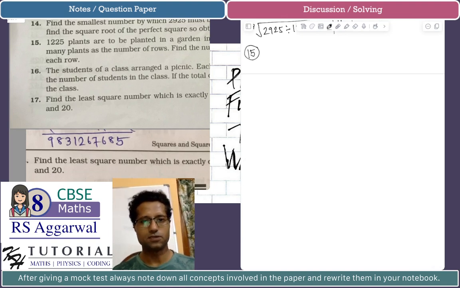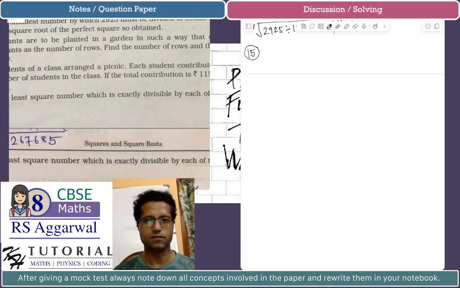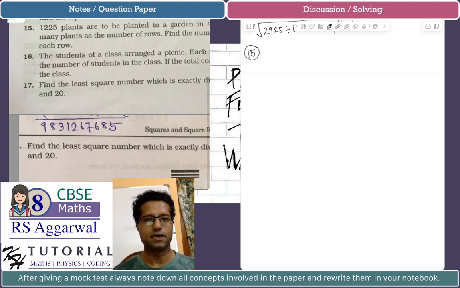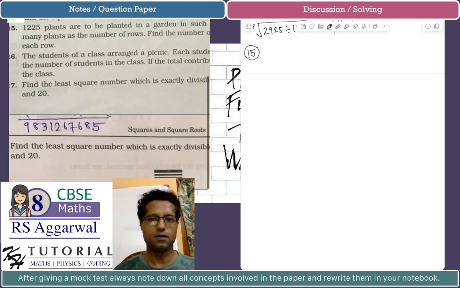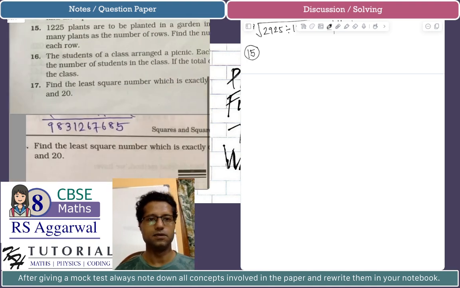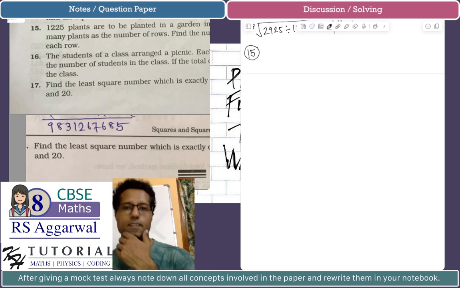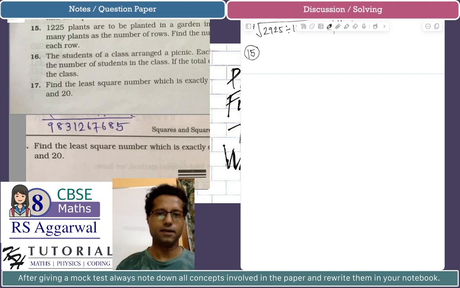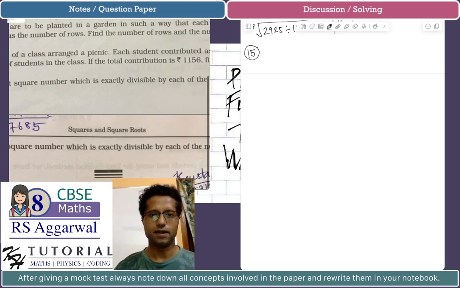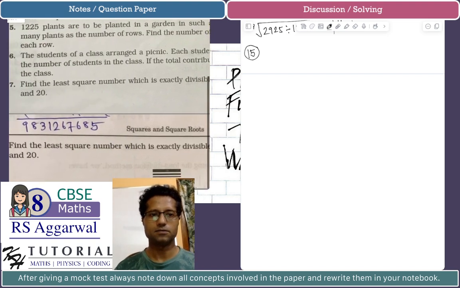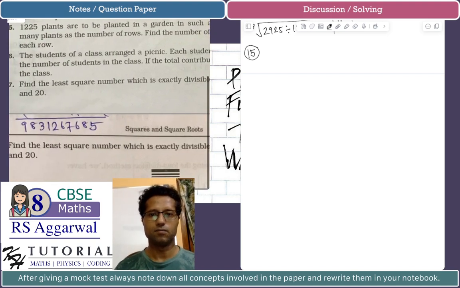1225 plants are to be planted in a garden in such a way that each row contains as many plants as the number of rows. Find the number of rows and the number of plants in each row. Okay, so there are a total of 1225 plants to be planted in a garden in such a way that each row contains as many plants as there are number of rows.